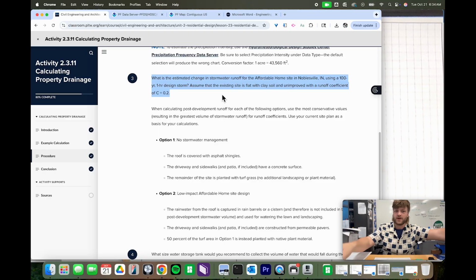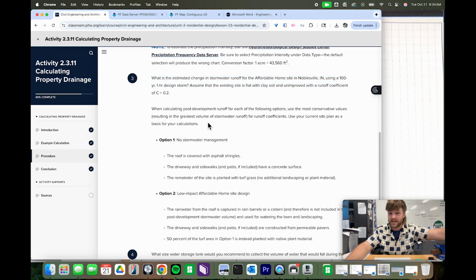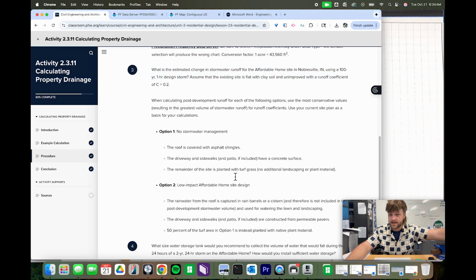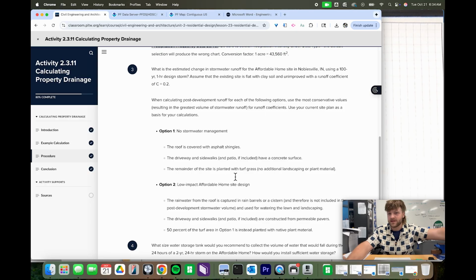They end up telling us that when calculating the post-development runoff for each of the following options, we must use the most conservative values, which means out of that range, we want to use that upper value, right? The greatest value we can get. If you do that, that's going to result in the greatest volume of stormwater runoff. So that's why we're playing it conservatively. So that's what we want to select for those runoff coefficients.